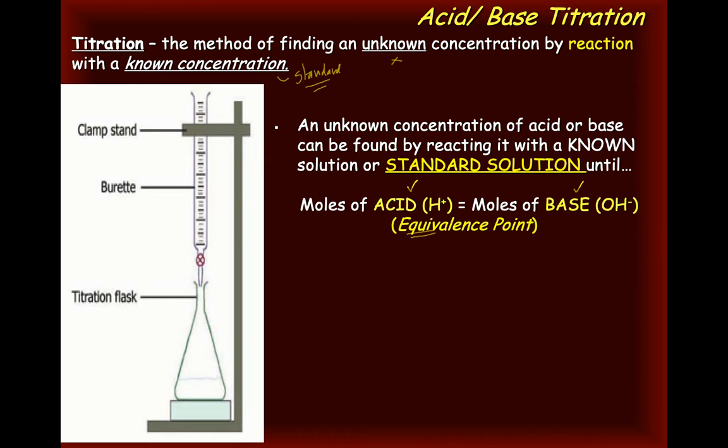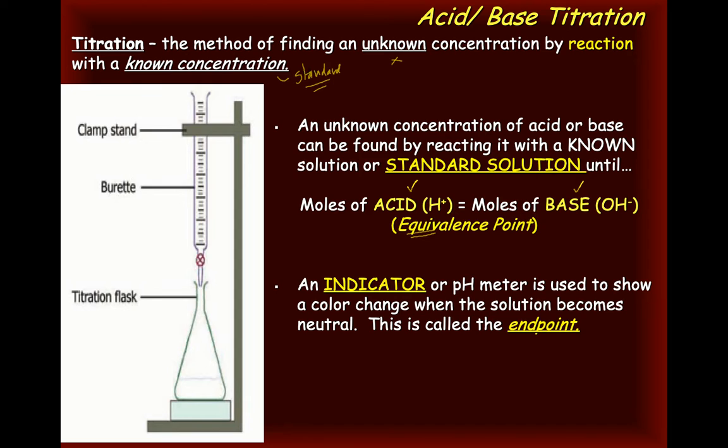And what we're going to do is use an indicator, because we can't really see this. We can't see the molecules. How are we going to know that we've reached this equivalence point? Well, what we can do is use something called an indicator, or you can even use a pH meter to tell us when we've reached that neutral point.